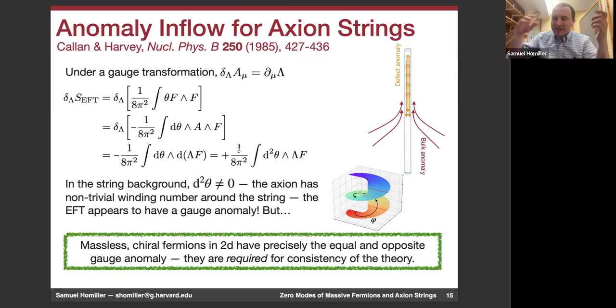And so if I add to my effective field theory chiral fermions that can move just along the string in 1+1 dimensions, they have equal and opposite gauge anomaly. And so then the whole theory is consistent, gauge invariance is preserved. And really you require that these chiral fermions exist along the string for consistency of the effective field theory. Right. And again, I said this was a topological argument, and that's because it all comes down to the fact that I have a non-trivial topology where d squared theta is not equal to 0. Okay, good.